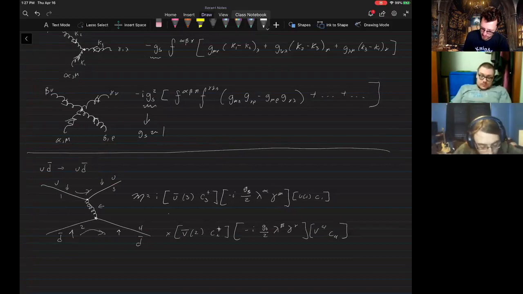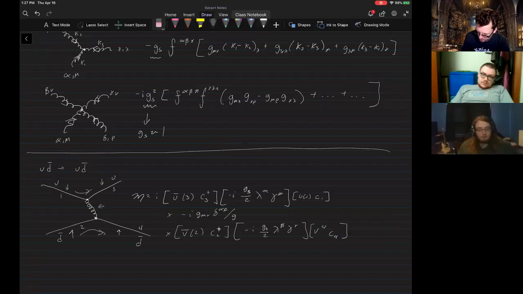And then in between, we have to write down our propagator term. And our propagator term for a gluon propagator looks like minus i g mu nu, delta alpha beta over Q squared. Okay. Something like this.